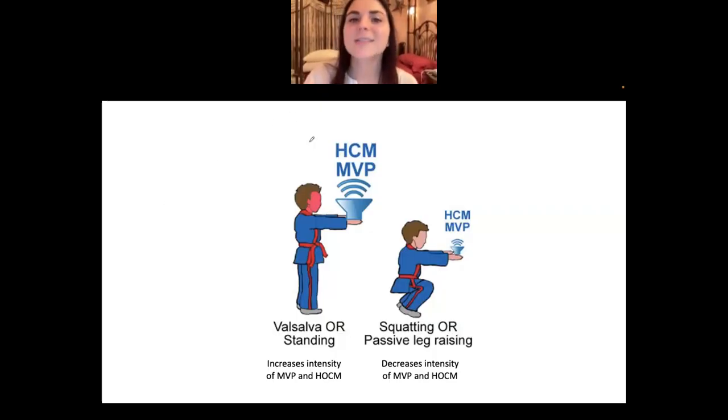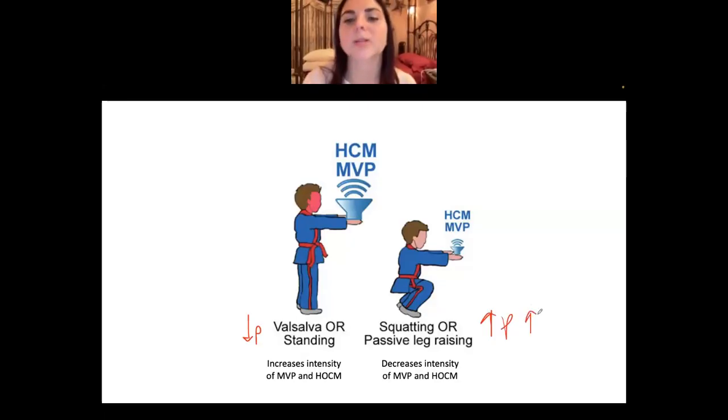Okay, so just like you said, HOCM and MVP follow the same thing, different reasons, but they follow the same weird constructs. So Valsalva or standing, so this is going to be your decrease in preload, is going to increase the intensity of HOCM and MVP. If I'm decreasing preload, I have less blood in the heart. So if I have less blood in the heart, I can't push that IV septum out of the way. It's going to make a louder murmur and I'm going to give my chordae tendineae less time to grab the prolapsed valve. It's going to make it sound louder.